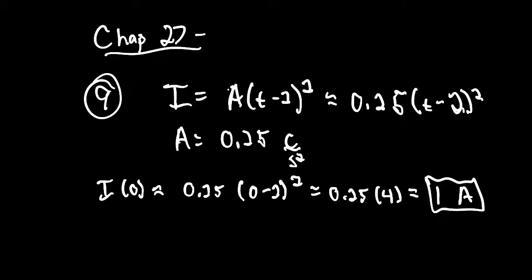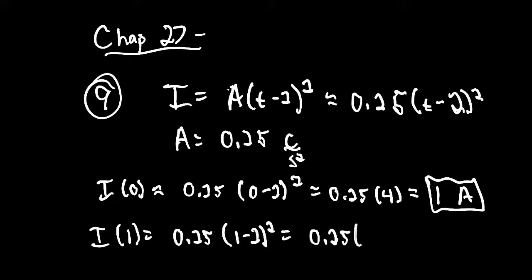Okay, part B. What is the current at time 1 second? Plug in 1 and find out. I of 1 equals 0.25 times (1 minus 2), all of that squared. So 0.25, what's 1 minus 2? Negative 1. Quantity squared, negative 1 times negative 1 gives me 1, so 0.25. So hopefully it's 0.25 amps.